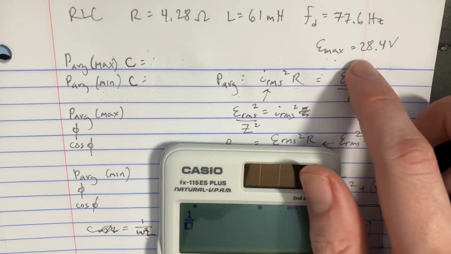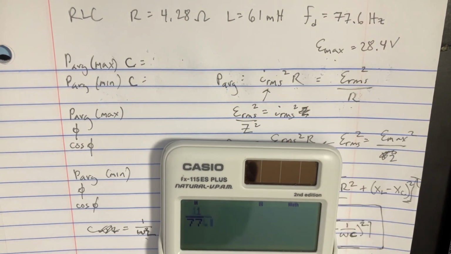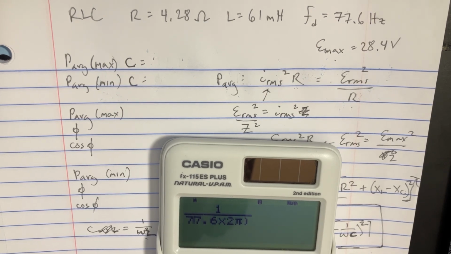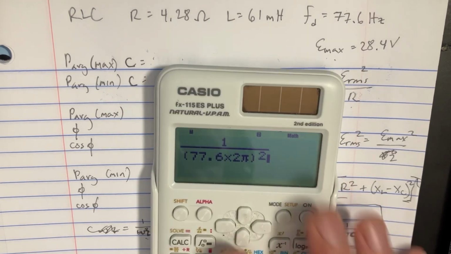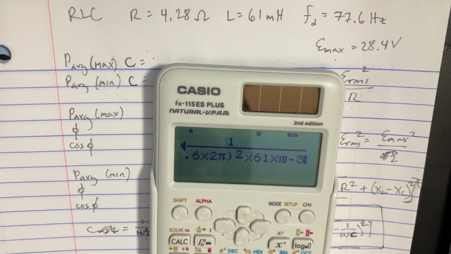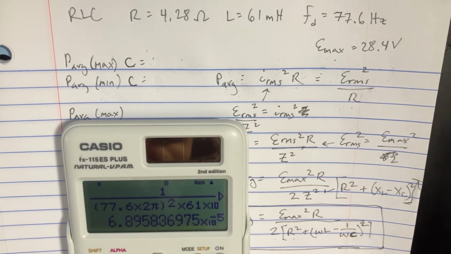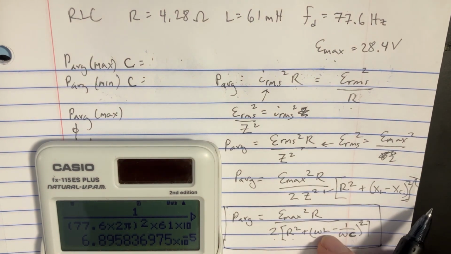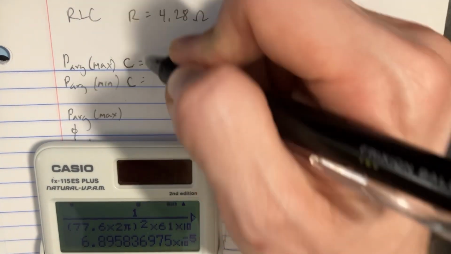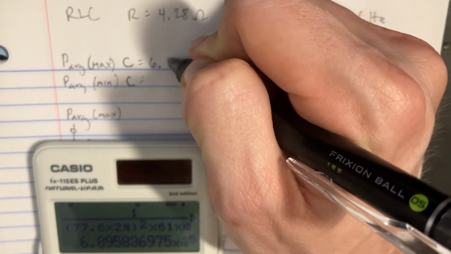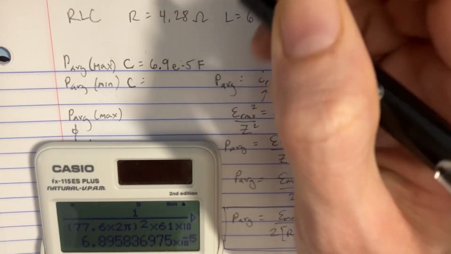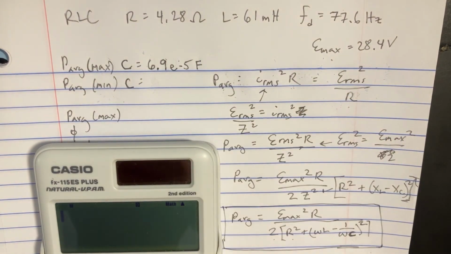How do you get W squared? You can have the Hertz, 76.6 times 2 pi. But we need to square this. And then there's going to be the L still on the bottom, so times 61.3. Okay, great. So we found that in order to get the maximum power dissipated at resonance here, we just need a capacitance to be 6.9 e to the negative 5 farads.